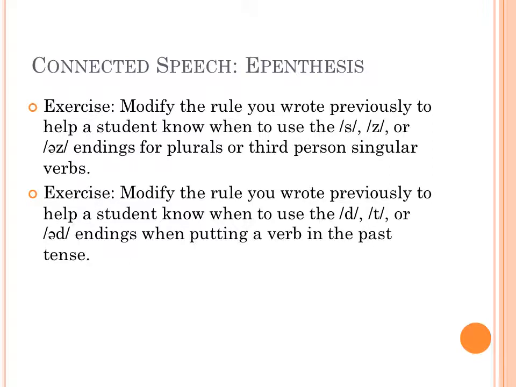Now, keeping this final epenthesis in mind, modify the rule you wrote previously so that you could explain to a student when to use the s, z, or iz endings for plurals or third-person singular verbs. Also, modify the rule you wrote previously to help a student know when to use the d, t, or id endings when putting a verb in the past tense.